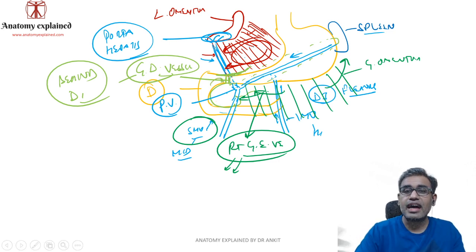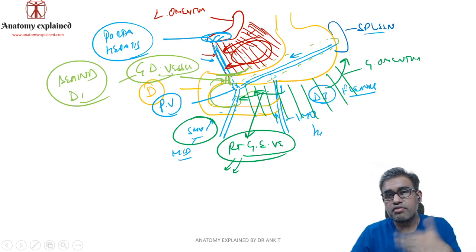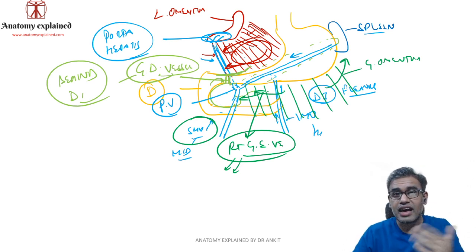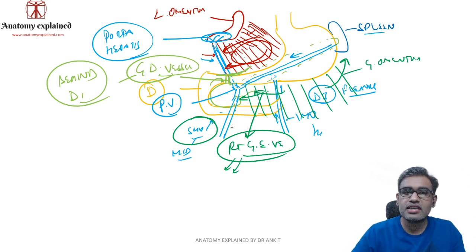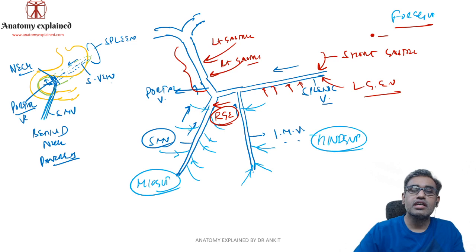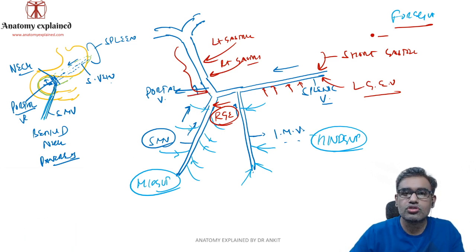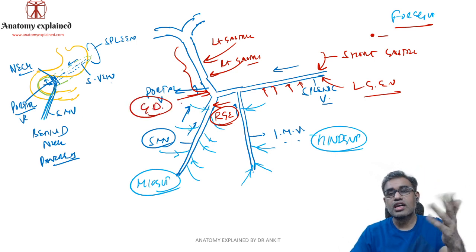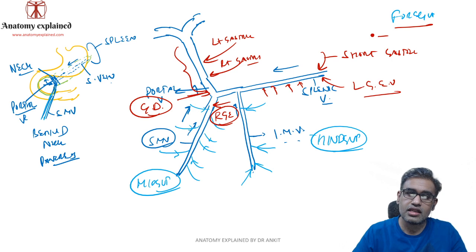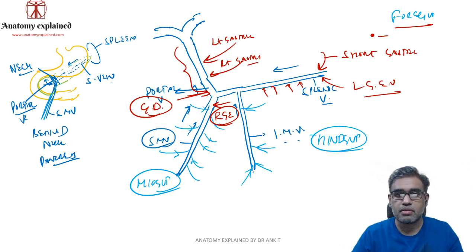So if the vein is behind the first part of the duodenum, where should it drain? Behind the duodenum, it is retroperitoneal. So which is the retroperitoneal vein? We have the superior mesenteric vein, which is normally anterior, and the splenic vein, which is on the left side. So which vein is left? The portal vein. Therefore, I will make this red color, this gastroduodenal vein will enter directly into the portal vein, because both are lying where? Both are lying in the posterior retroperitoneal part. I hope you are getting the point.